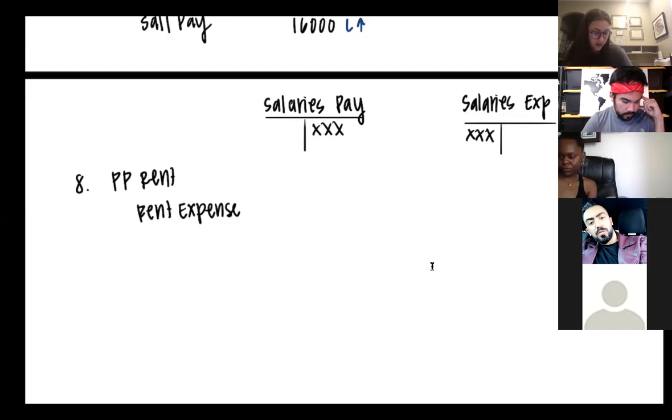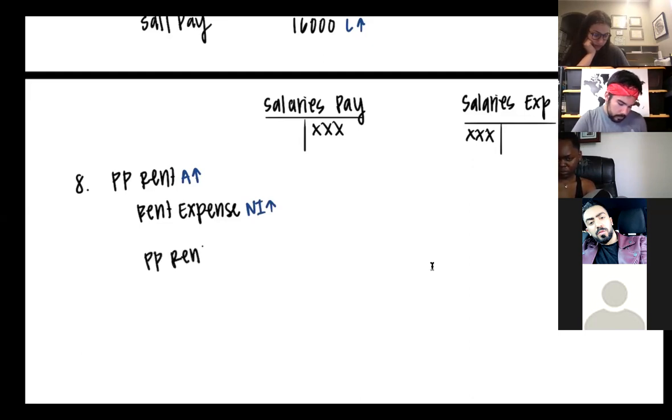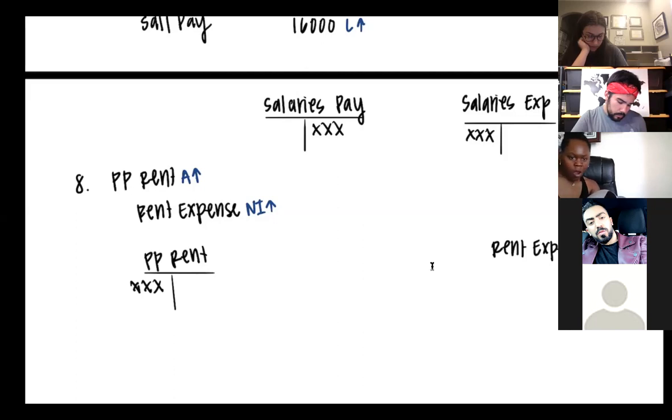In terms of accounts, this increases your assets. And since expenses have a normal debit balance and you're crediting it, you're unexpensing it. So this is going to increase your net income. In terms of T-charts, you have prepaid rent, that increases, and then rent expense.